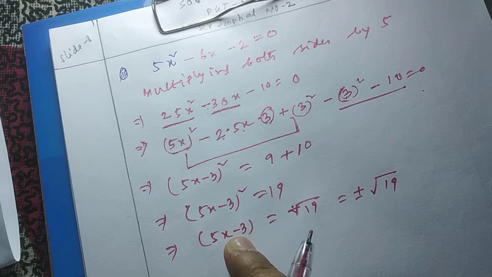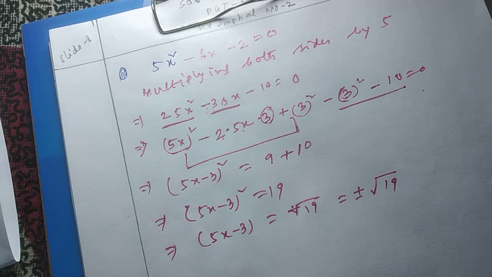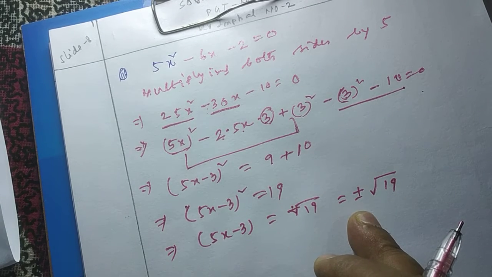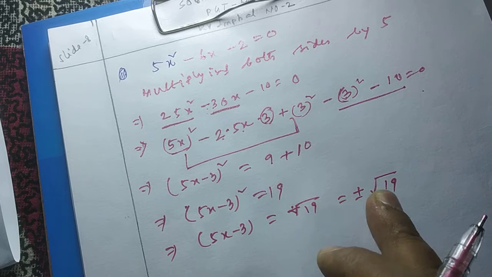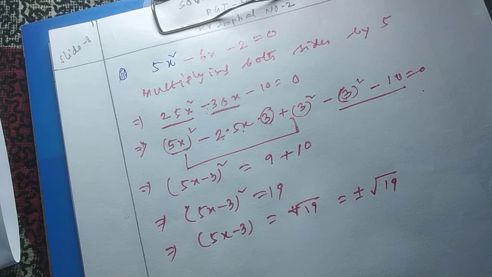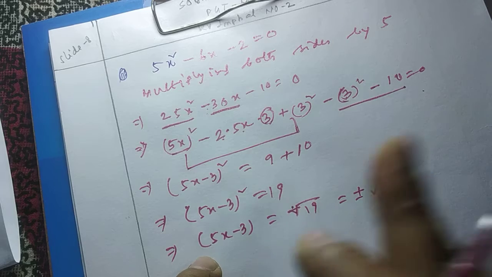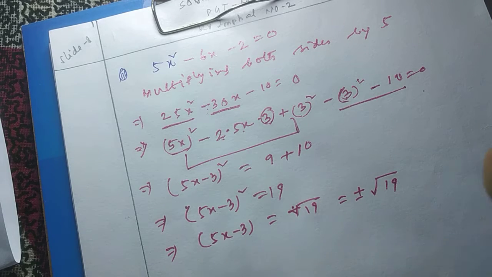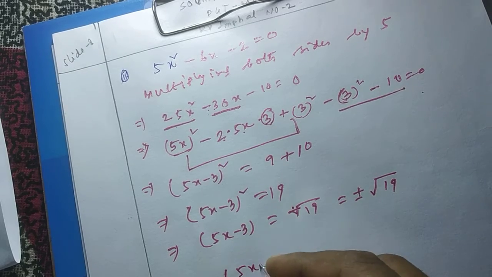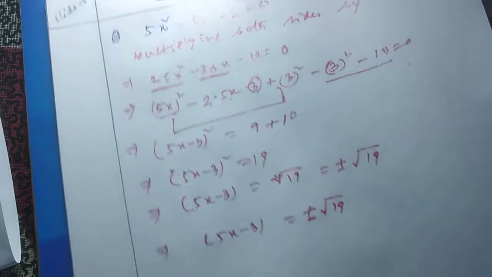And here we are looking for two roots because we are dealing with quadratic equations. So here you have to consider both symbols, plus and minus. Because we are dealing with quadratic equations, we shall have two roots to find. That's why we have to take both symbols, plus or minus. So ultimately we got 5x minus 3 equal to plus minus root 19.